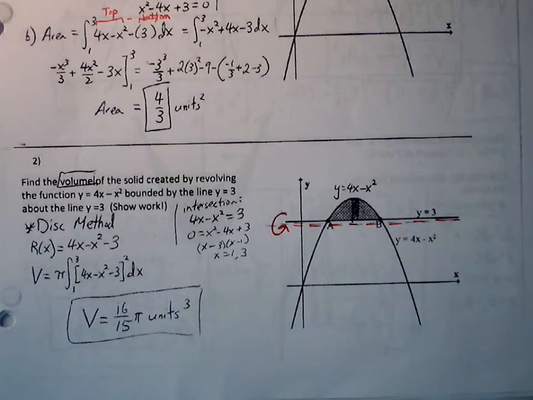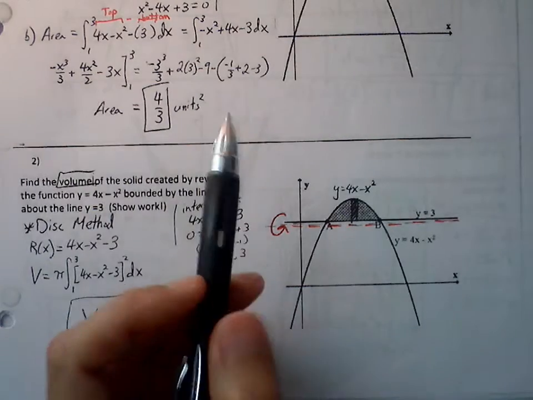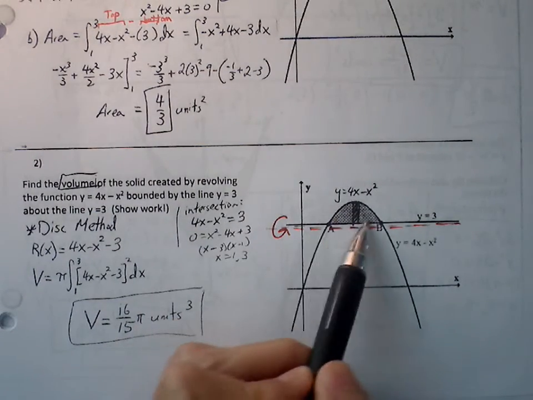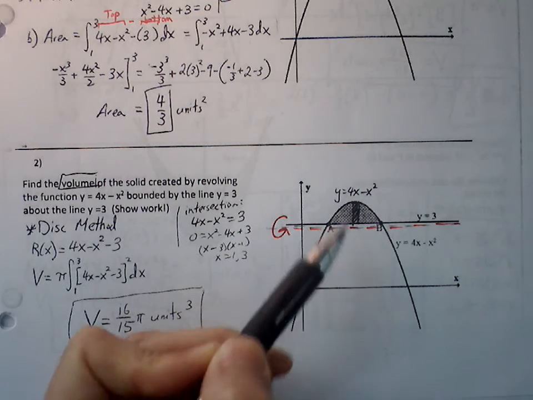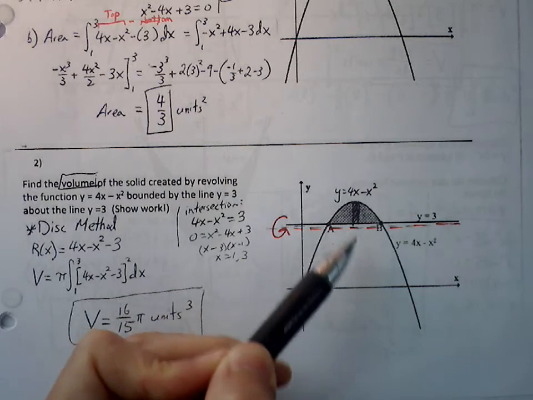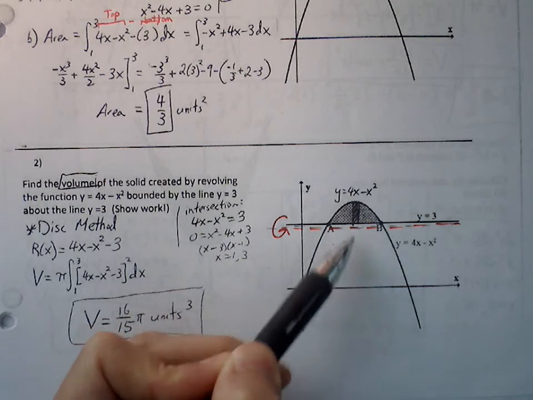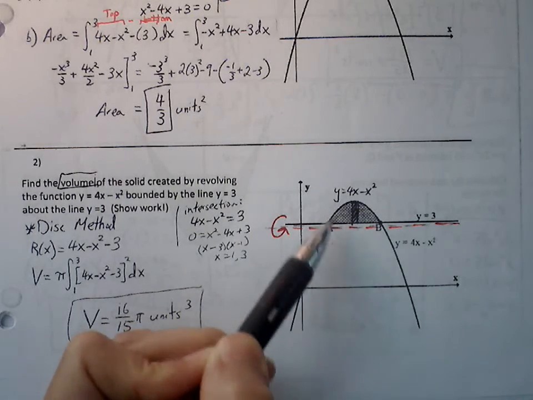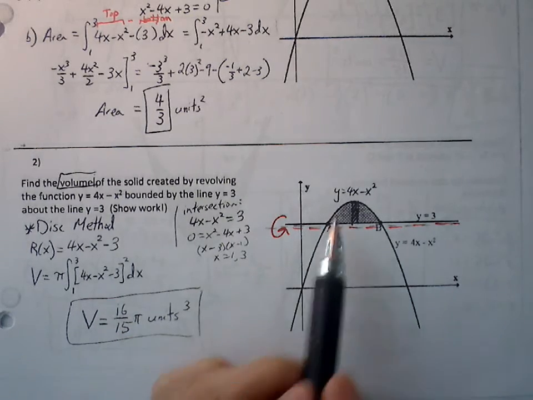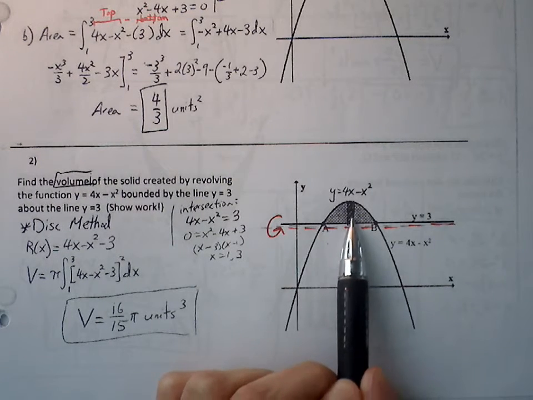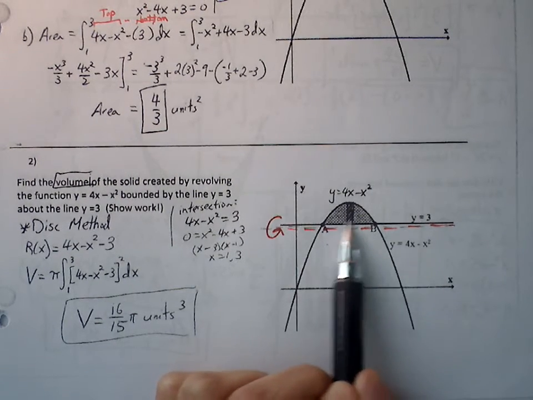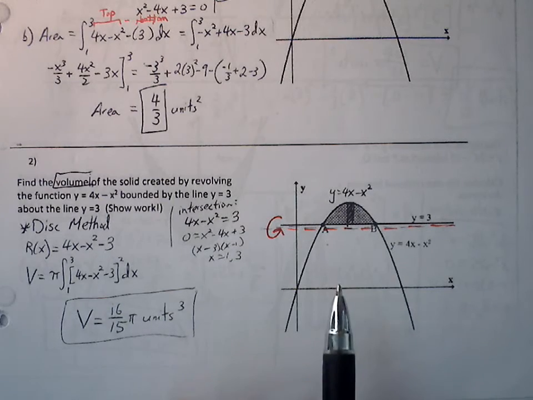Number 2, now we're moving on to volume. Find the volume of the solid created by revolving this function bounded by the line y equals 3, rotated around this line. If we can visually imagine what's happening here, this shaded region rotated 360 degrees around this line is going to create an egg-shaped object. And we see that this dotted line is up against the flat surface of the shaded region, so there's no gap, there's no hole. We just have to go through the disk method.